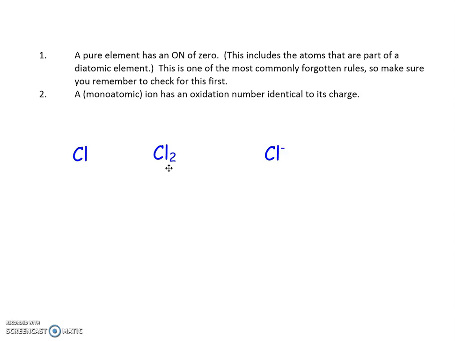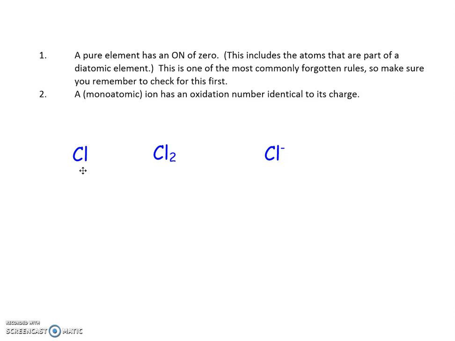Rule number 2 says a monoatomic ion has an oxidation number identical to its charge. So for example, Cl with a minus sign, that minus sign is telling me that I'm not dealing with an atom of chlorine, I'm dealing with an ion of chlorine. And an ion has an oxidation number of its charge. So this is a Cl minus ion, therefore it has an oxidation number of -1.